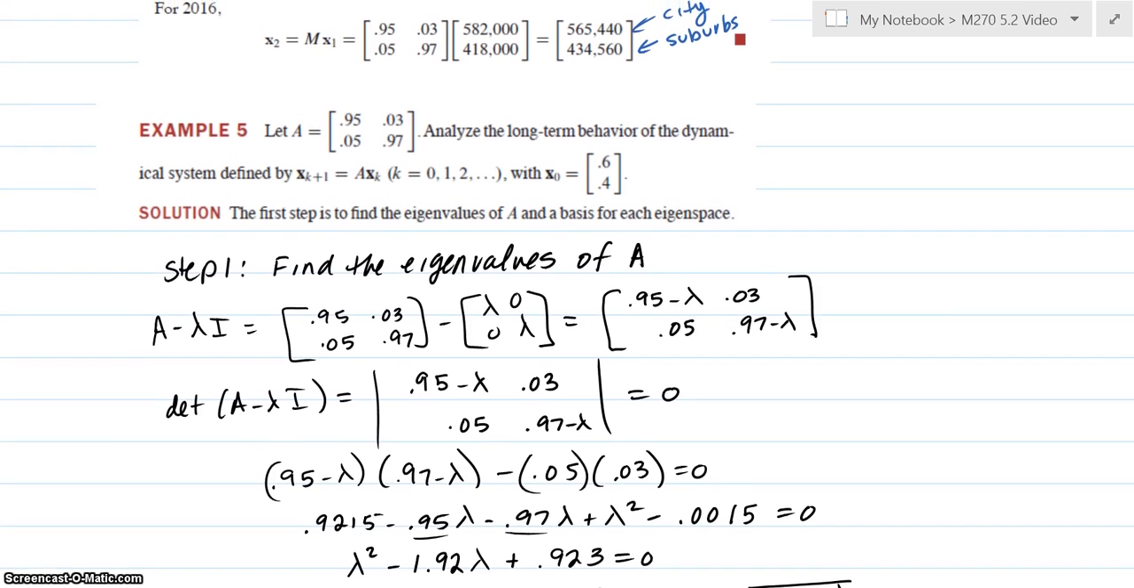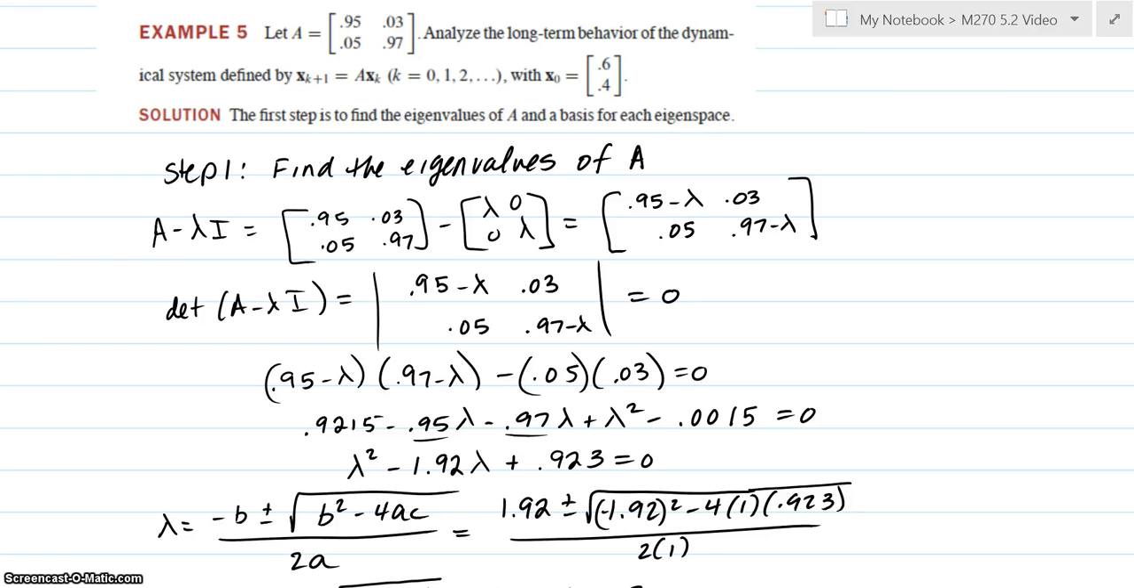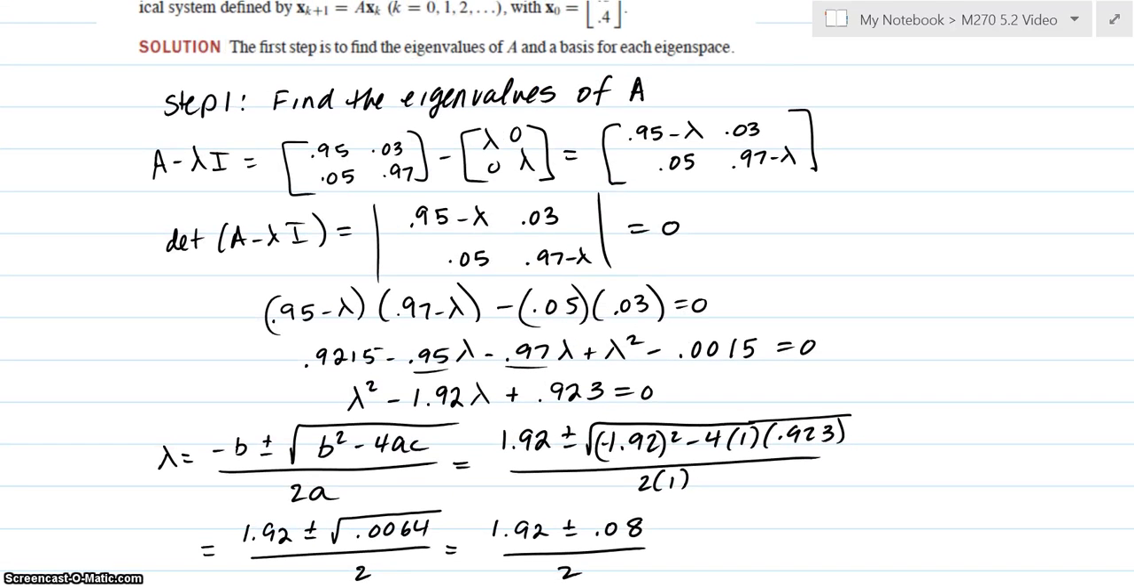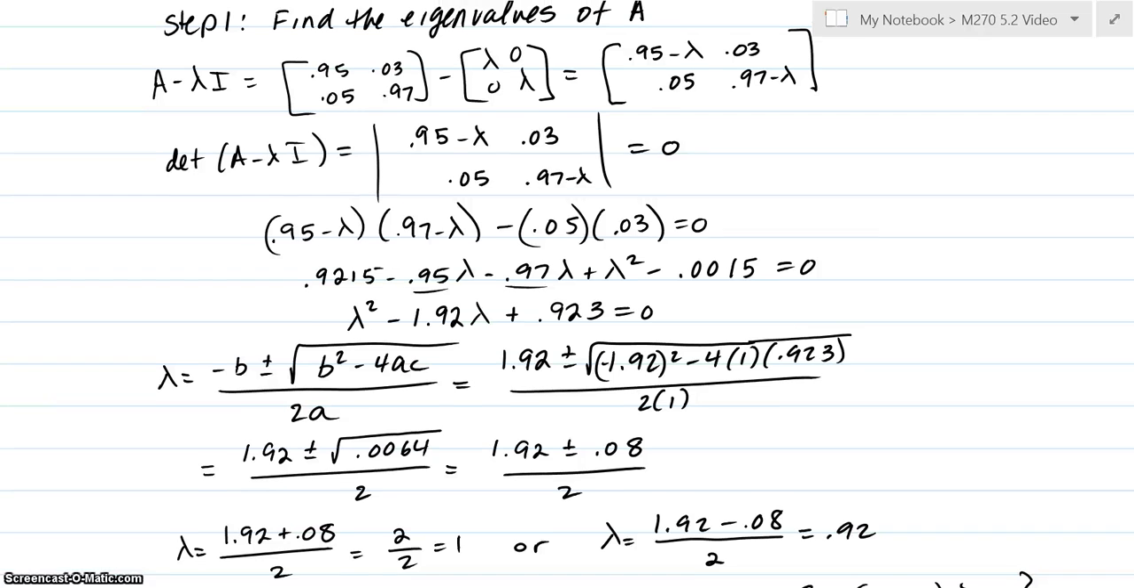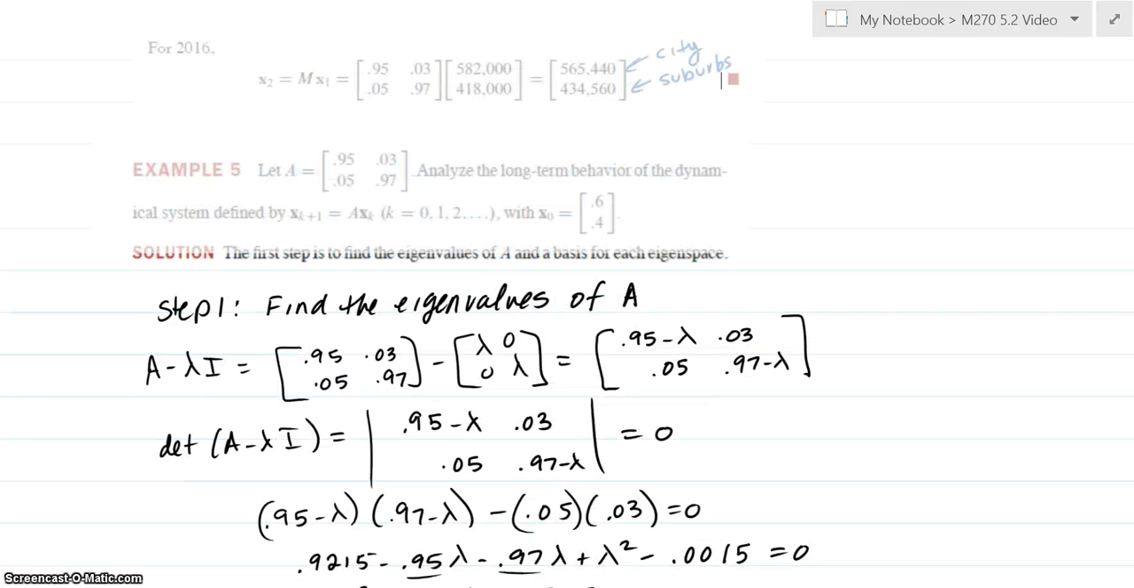That does not look like I want to factor it, so I just use the quadratic formula. Here's my quadratic formula, where a is 1, b is negative 1.92, and c is 0.923. And I saw that this was perfect, it was rational, so I just wrote it as such, and I found the two eigenvalues. So I did part 1, there's step 1, find the eigenvalues.